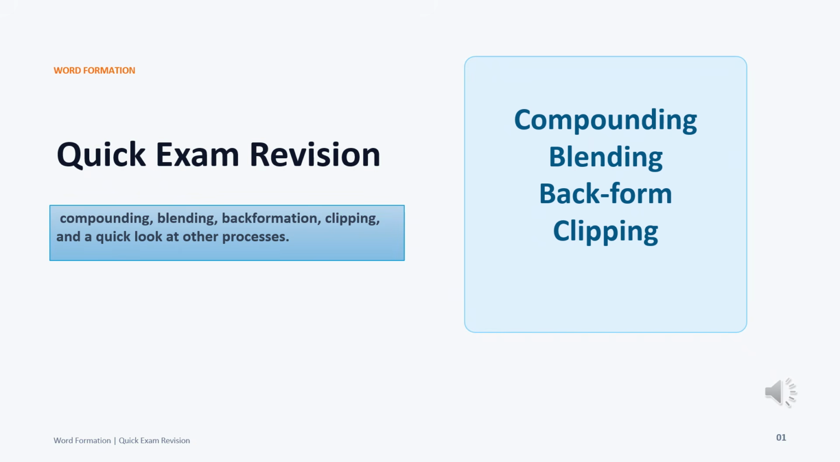Everyone, in this quick revision video, we will revise word formation. Word formation means the way new words are created in English. For your exams, you all need to focus mainly where you need to identify the processes and give correct examples. Today we are going to focus on four important processes, that is compounding, blending, back formation, and clipping.